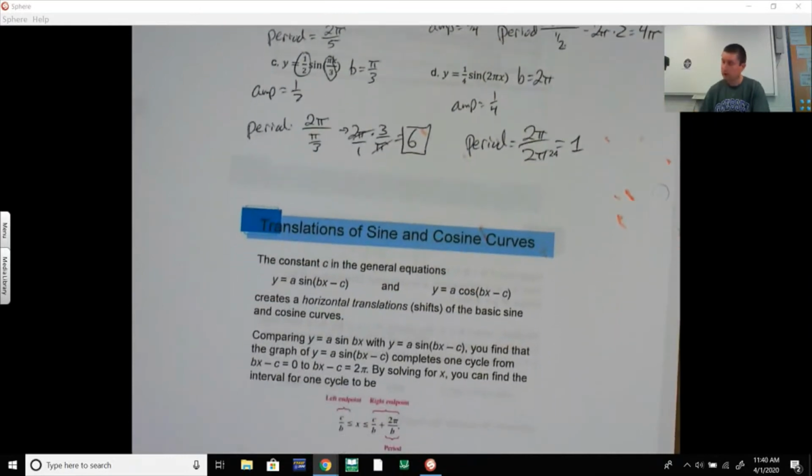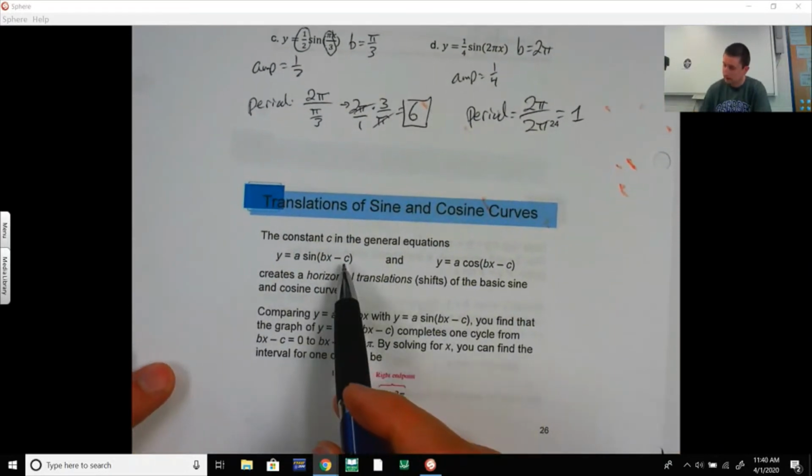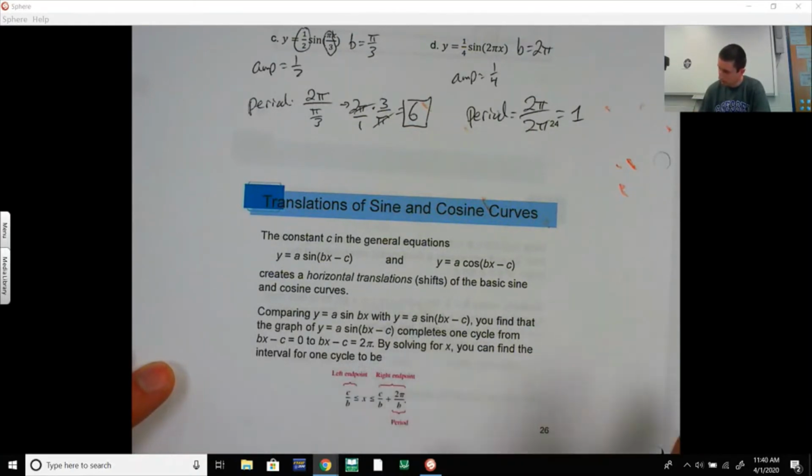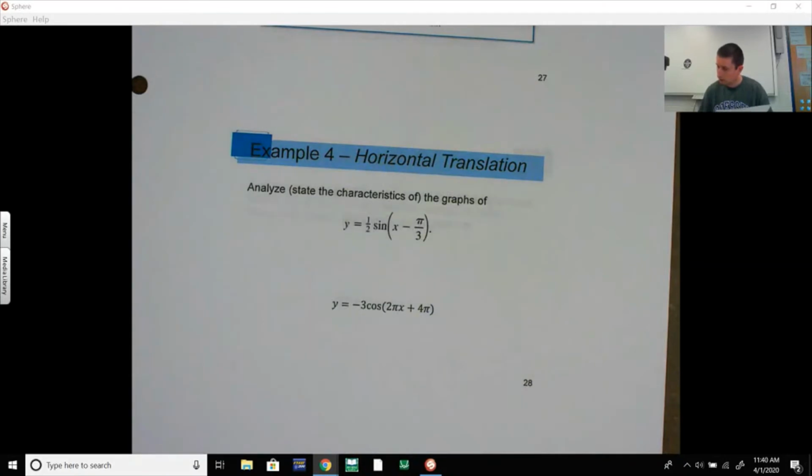Okay, translation, sine and cosine translation. The C is starting with a horizontal translation. And this gets really confusing.